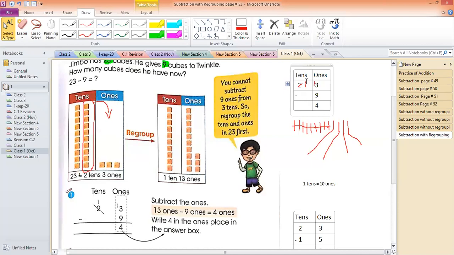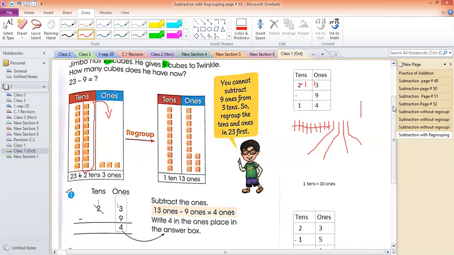And this is 1. 1 minus 0 equals 1. As we know, 1 minus 0 equals 1. If you want to check, you can. Draw one line and cut 0 lines. How many lines are left? 1. So the answer is 14.